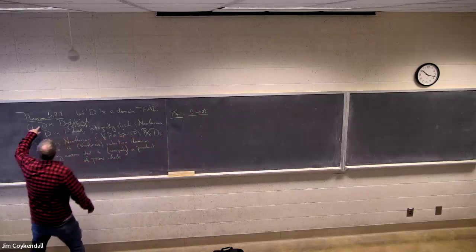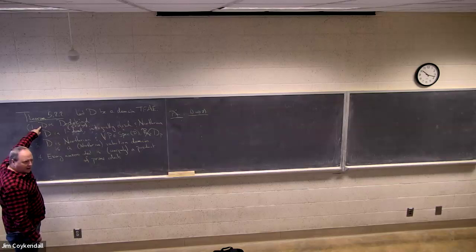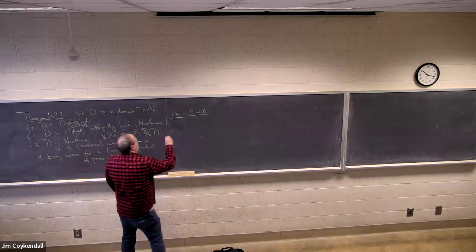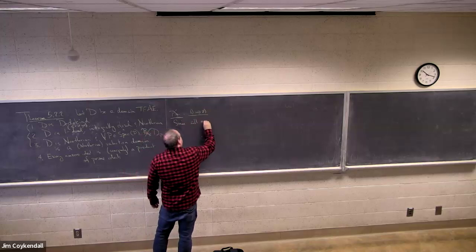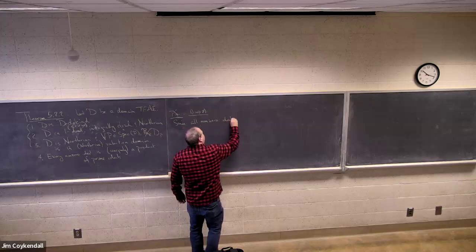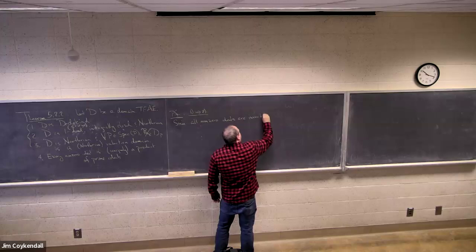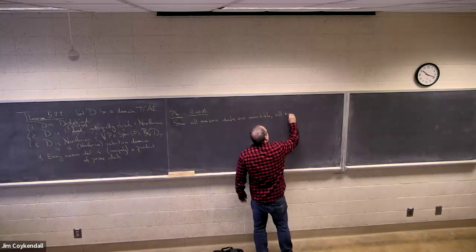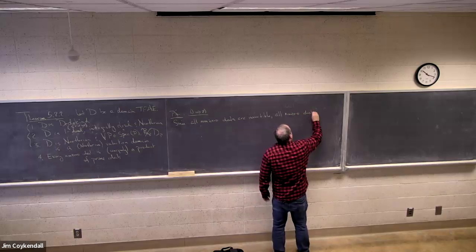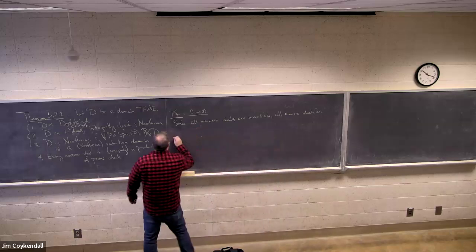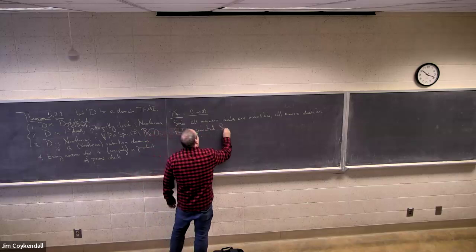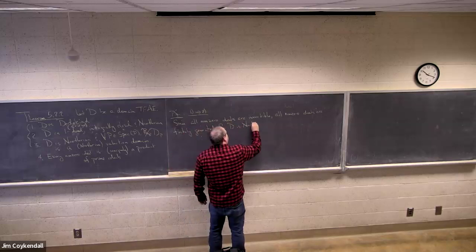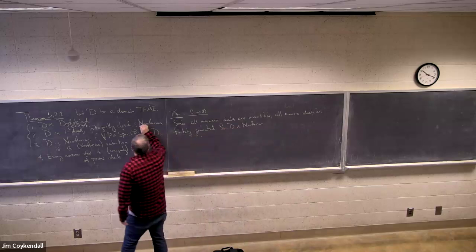Okay. One implies two. We know D is Dedekind, and we'll assume it's not a field. So every non-zero proper ideal is invertible.